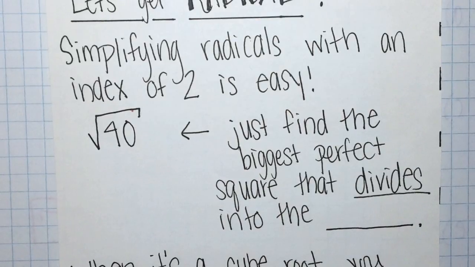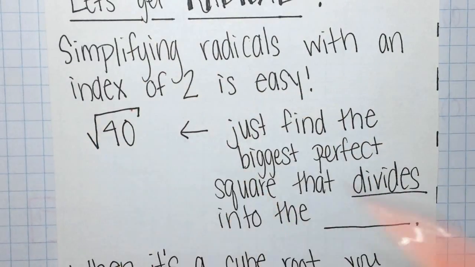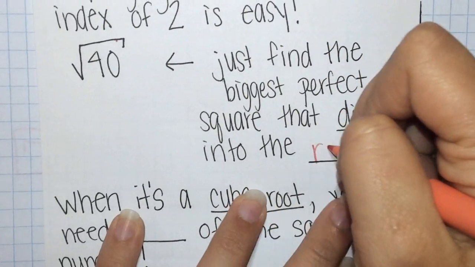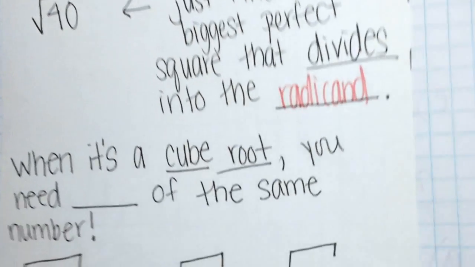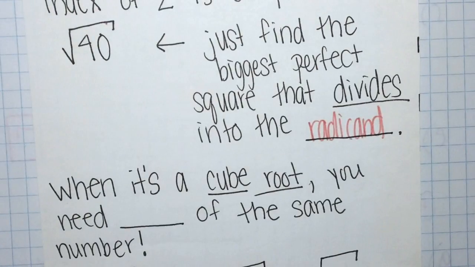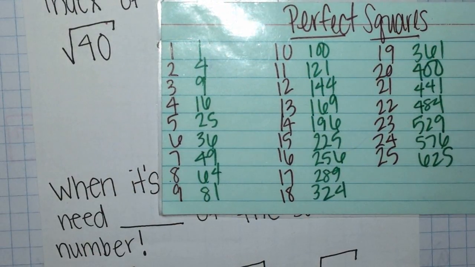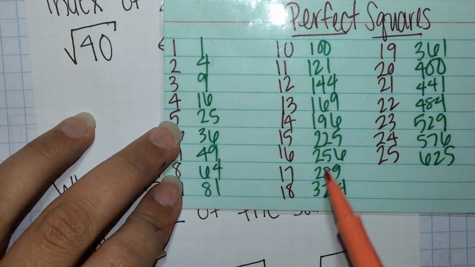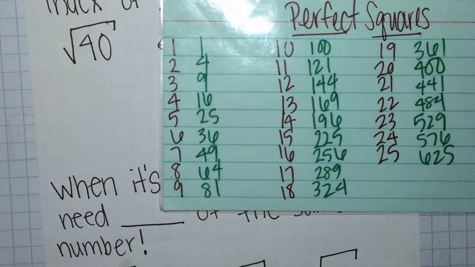Alright, so remember, when our index is 2, we need 2 of the same number that divides into the radicand. Now, when the index is 2, we use perfect squares, correct? So, who can tell me what the biggest perfect square is? Now, if you guys say counting numbers, there's a strong chance I'm going to lose it. So, pick from the green column. What of the green column goes into that?